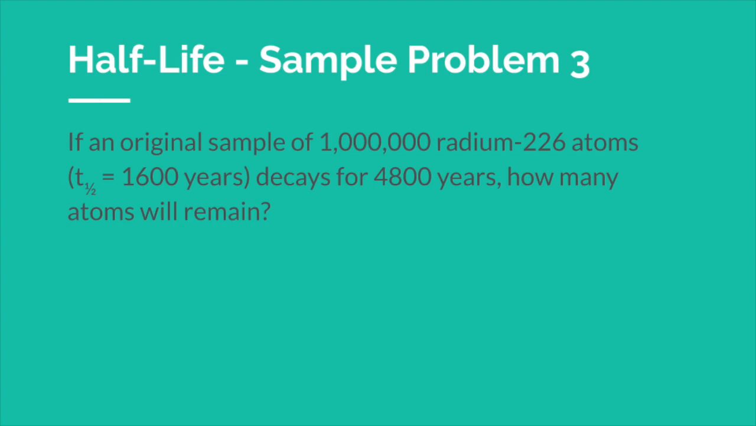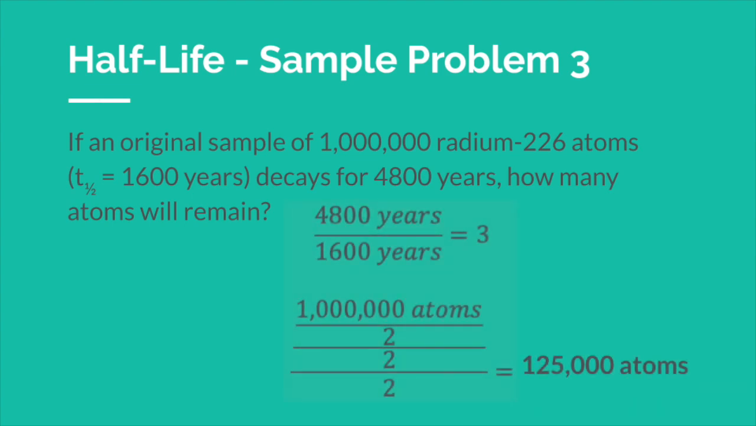If an original sample of 1 million radium-226 atoms decays for 4,800 years, how many atoms will remain? The half-life of radium-226 is 1,600 years. See you again in 10 seconds. Here's my solution. How'd you do? I determined that 3 half-lives have occurred, so I divided 1 million by 2 3 times, and I got 125,000 atoms remaining.